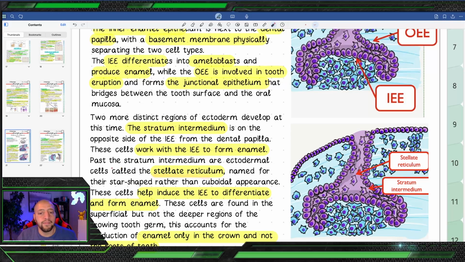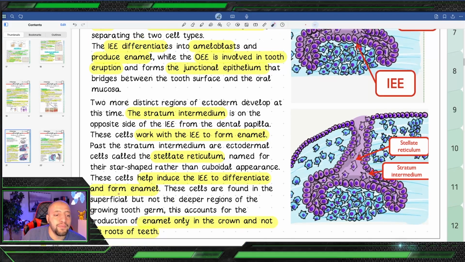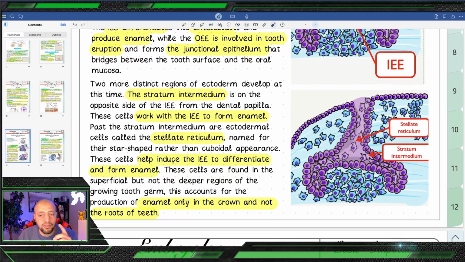And if you don't see it in the options, you're going to pick what? Stellate reticulum. Okay. Past the stratum intermedia are ectodermal cells called the stellate reticulum. It has this star-shaped appearance, named for its star shape rather than the cuboidal appearance of these cells. These cells help induce the inner enamel epithelium to differentiate and form enamel.